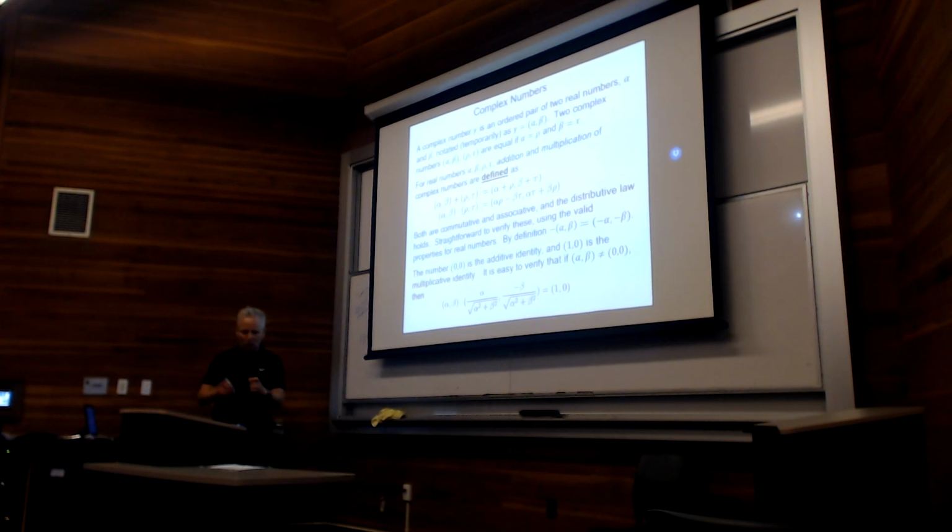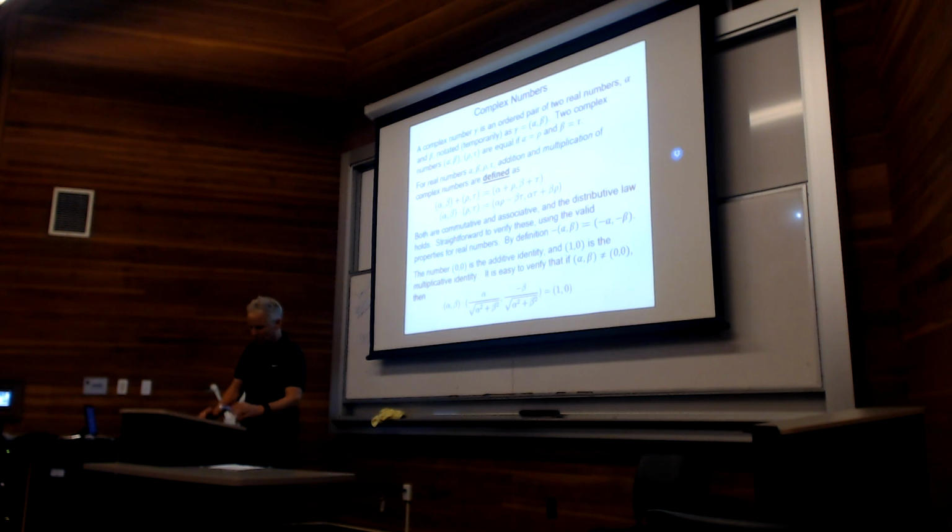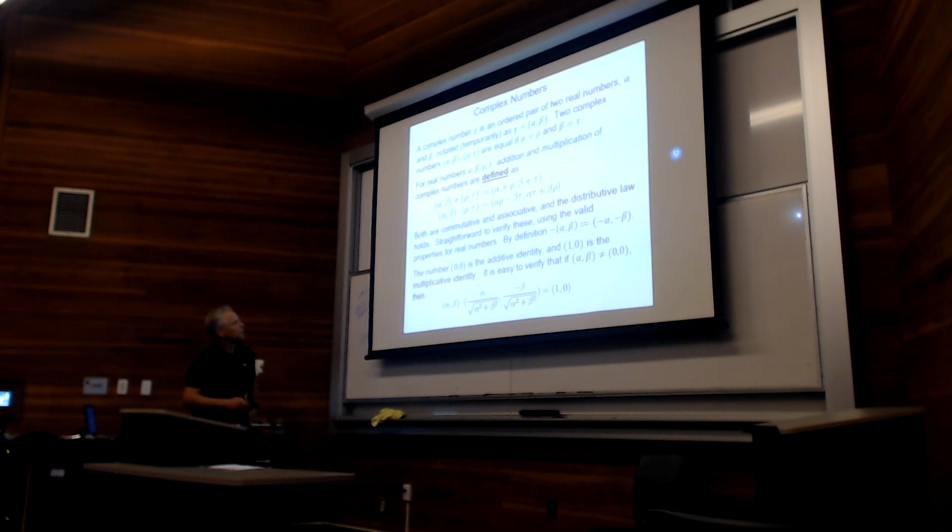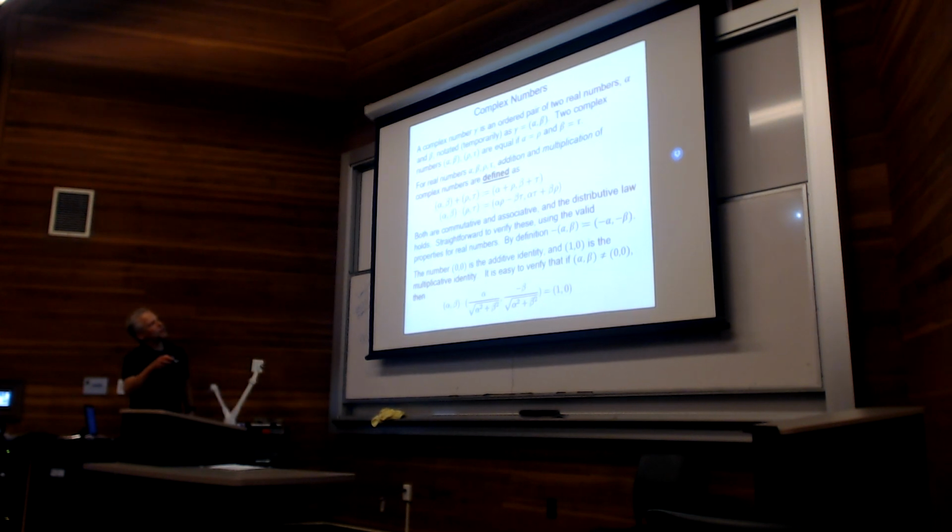Okay, so these are posted, and I am going to really go fast. It's 10 slides. I don't want to waste, waste is the wrong word, but I don't want to spend a lot of time on it. So, a complex number is really just an ordered pair of two real numbers, right? The real part and the imaginary part.